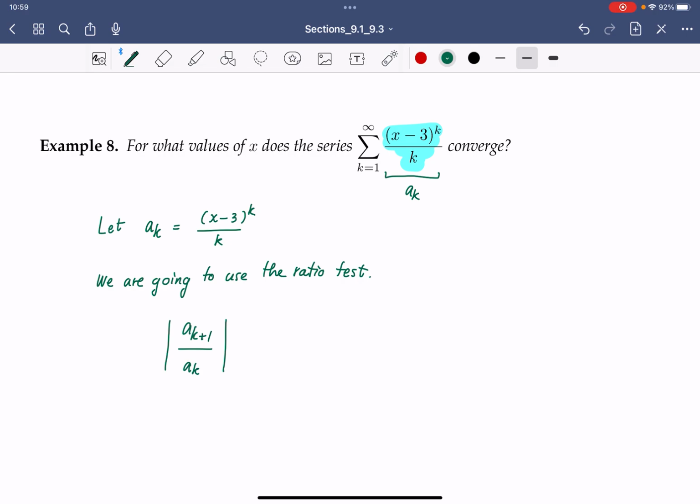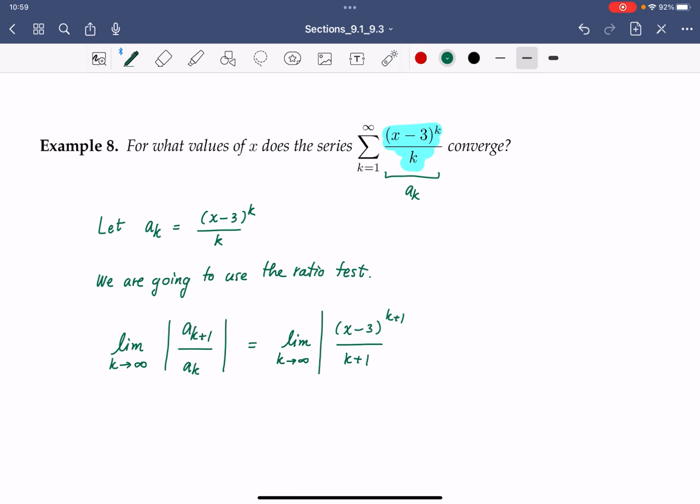So to use the ratio test, you take the limit as k goes to infinity. You hope that once you get this quantity, if it is less than 1, the series is going to be convergent; bigger than 1, the series is going to be divergent. So let's try to compute this one. It's going to be the limit as k goes to infinity. What is a_(k+1) here? It's going to be (x minus 3)^(k+1) over k plus 1.